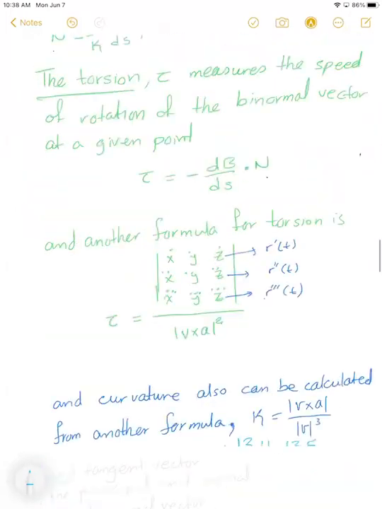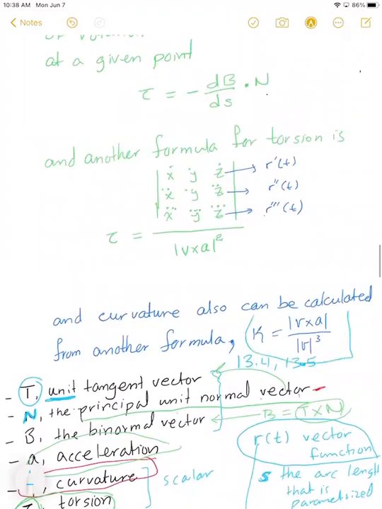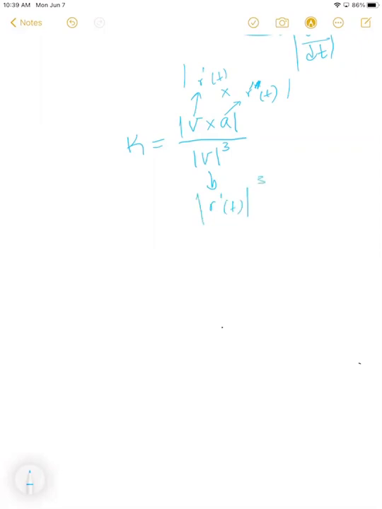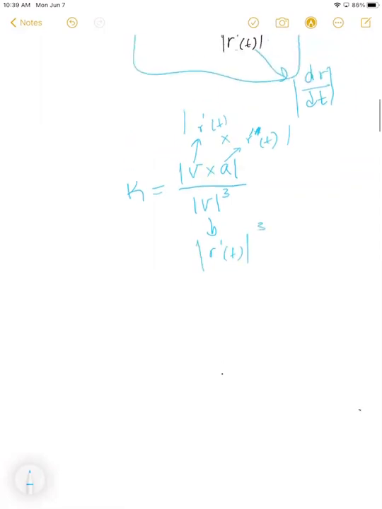There is a third formula for curvature that I will show you right now. It comes in the next section. I'm just going to go back and write it. So the third formula, kappa, is equal to the magnitude of V cross product A divided by the magnitude of V cubed. V is r prime, A is r double prime. So if we take the magnitude of the cross product of r prime and r double prime divided by the magnitude of r prime cubed, that gives us curvature.